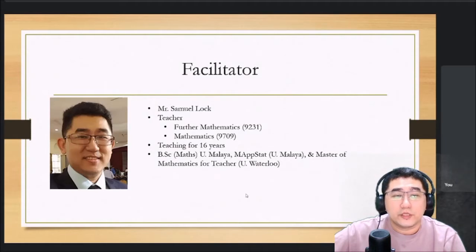So let me introduce myself for those who still don't know about me. My name is Samuel Locke. I'm a teacher from the Cempaka A-level. I'm teaching mathematics as well as further mathematics. I've been teaching for 16 years. My degree is a Bachelor of Science in Mathematics from University Malaya, and my Master of Applied Statistics and Master of Mathematics for Teachers are from the University of Waterloo, Canada.